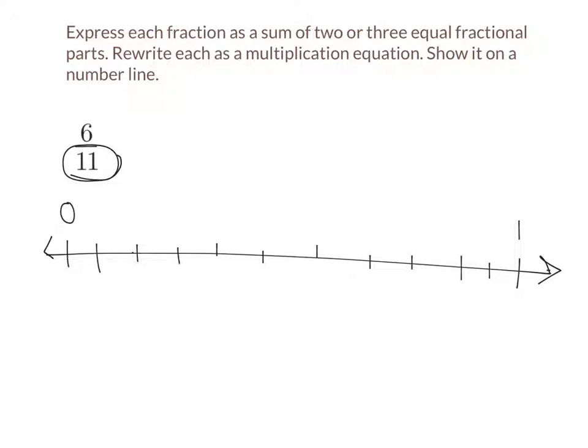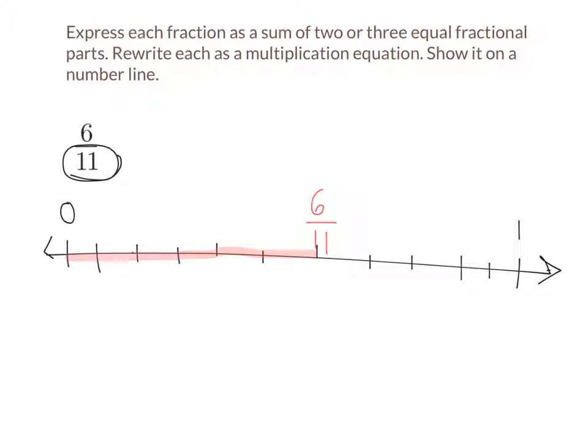We're dividing it into how many equal parts? 11. Now if we have 6/11, how many of those equal parts do I need to count out? 6. So here's 1, 2, 3, 4, 5, 6. Do you guys agree that that red line is 6/11? Do you agree? Okay.